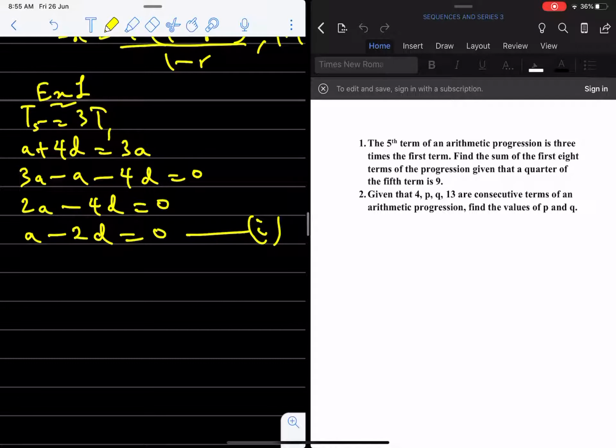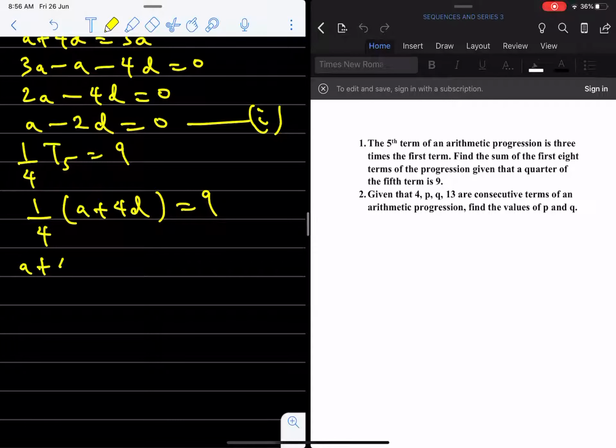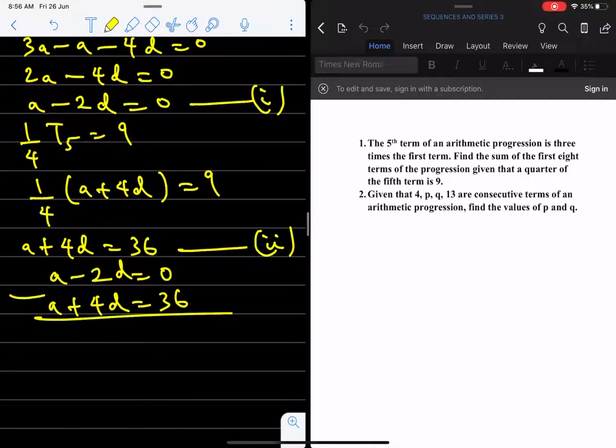They also said a quarter of the fifth term is 9. That means 1 over 4 T5 equals 9. And that means 1 over 4 times (a plus 4d) equals 9. If we multiply both sides by 4, we're going to get a plus 4d equals 36. Now let's call that equation 2. Now I can solve the two equations simultaneously, 1 and 2, which are a minus 2d equals 0 and a plus 4d equals 36. Now I'm solving by elimination.